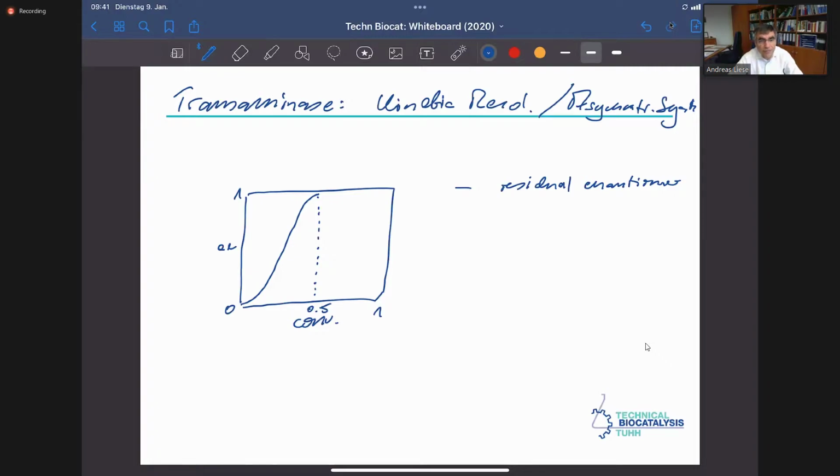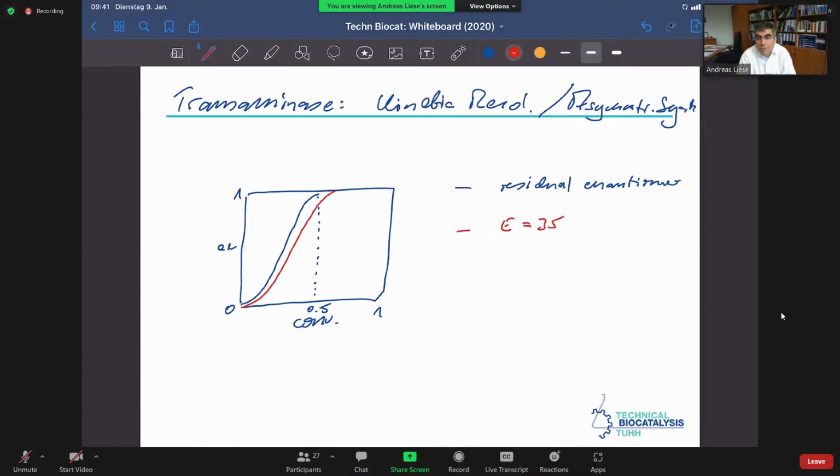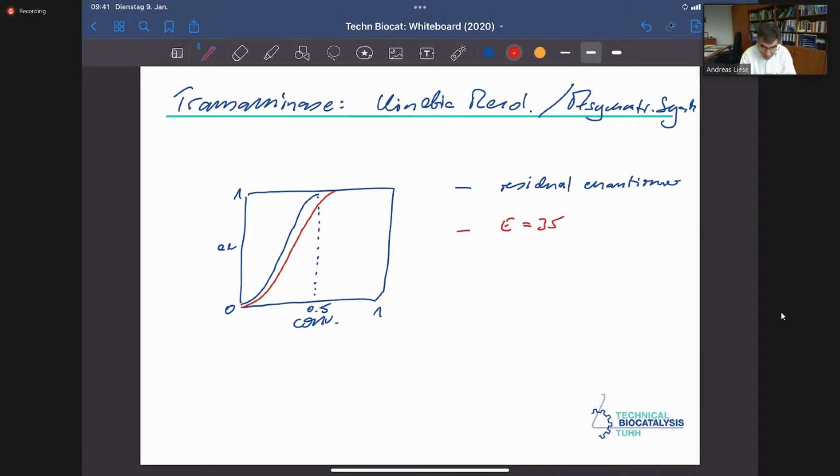If we have less ideal conditions, so let's assume we have an E of 35. Remember how E was defined, the ratio of the kinetic constants reacting the S and R enantiomer, so we are not that selective. Then this course of reaction would need higher conversion to reach 100% EE, because also the wanted leftover enantiomer reacts in a way, because the enzyme is not as selective as we would like to see it.